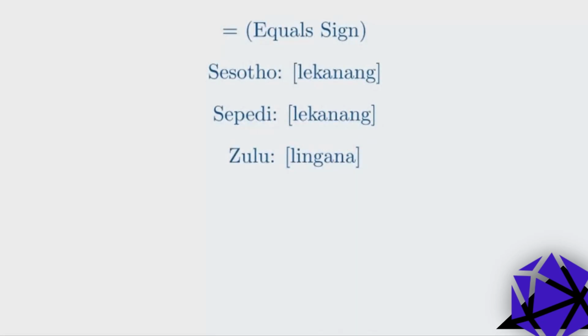For example, we can say that 2 plus 3 is equal to 5. This means that the value on the left side of the equal sign, 2 plus 3, is the same as the value on the right side, 5.